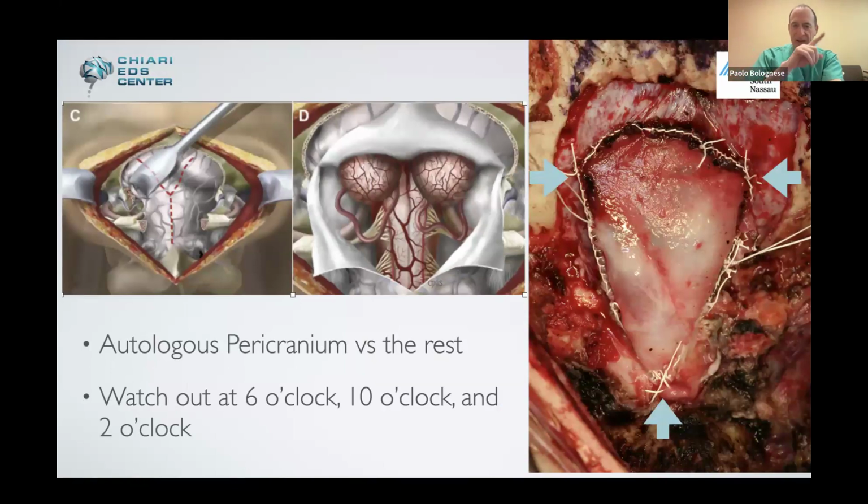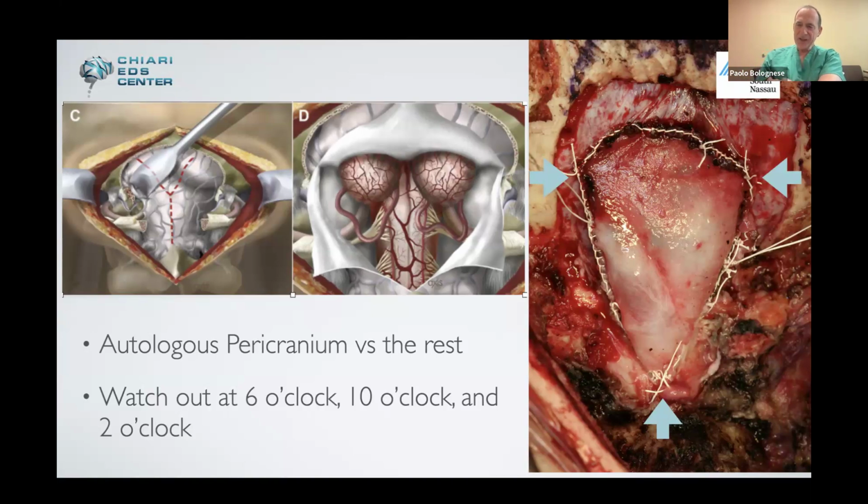The opening of the dura is done in a Y fashion, like you've seen on the left. And the duroplasty can come with different materials, different stitch patterns. All the heavy hitters internationally use the same material, which is the autologous pericranium, which takes an art to harvest properly. But the problem is 6 o'clock, 10 o'clock, 2 o'clock. These are the places where the vast majority of cerebrospinal fluid leakages happen.